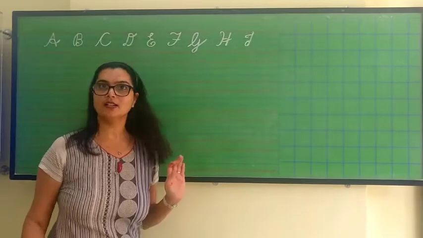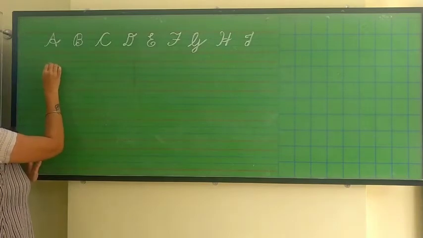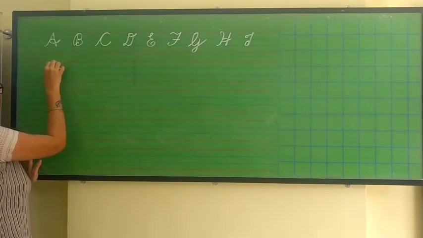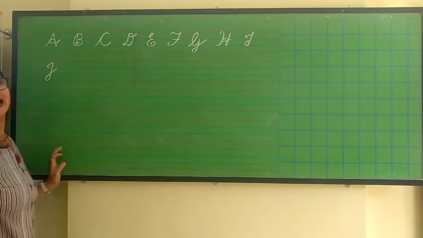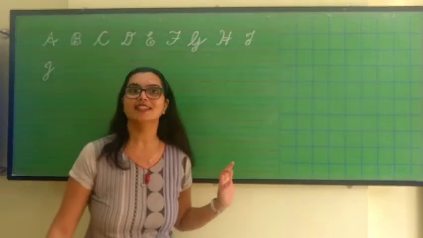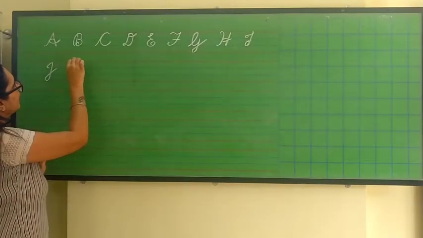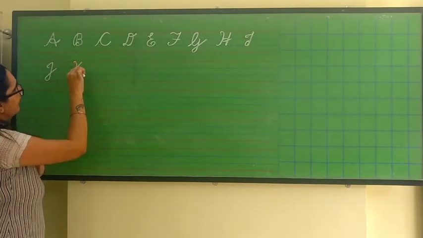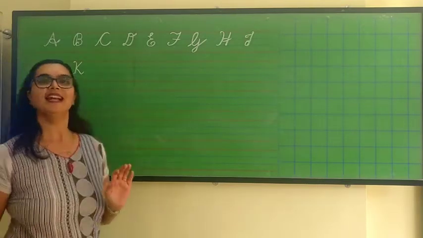Now let's write cursive J. So I'm going to write J over here. A curve, come down, go up. And this is J. Now let's write cursive K. So how am I going to write cursive K? A line here, a slant line, and a slant line, and a curve. This is cursive capital K.